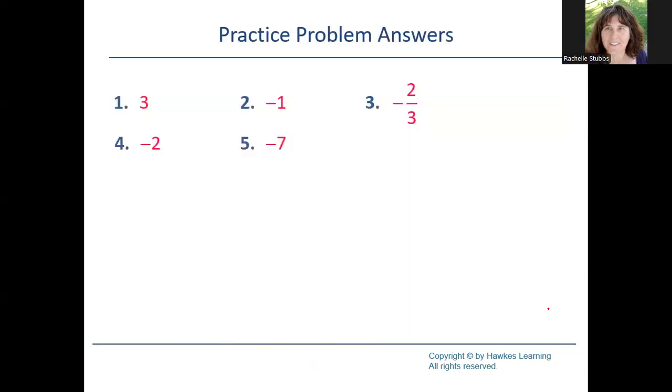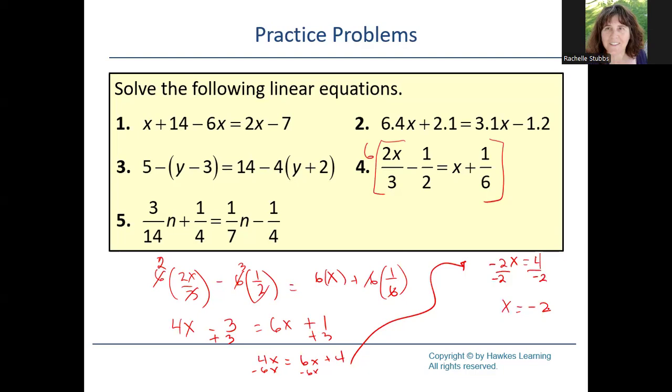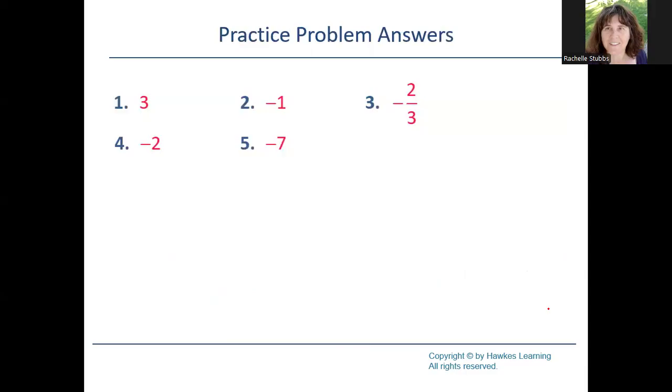And so I have completed all those. Let's check just to make sure that I got them right. 3, -1, -2/3, -2, and -7. Is that what I got last? Yeah, for 5 I got -7. 4, -2, good. 3 was a -2/3. Okay, so we have done them correctly.